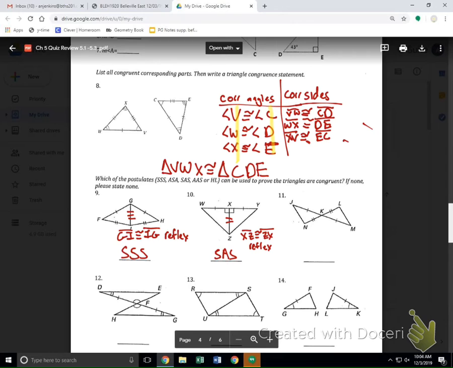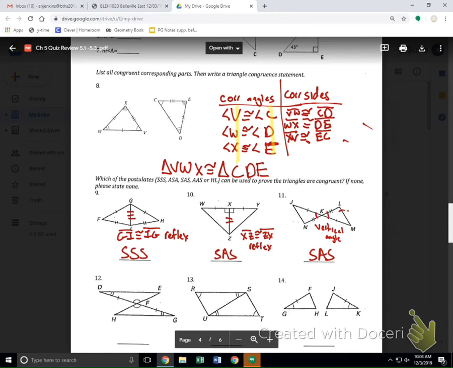Okay, over in this one, number 11. Which one's this one going to be? So this one's going to be side angle side. And how did you guys know that? Vertical angles. So again, those kissy fish, two lines intersecting, the angles directly across from each other are going to be congruent because they're vertical angles.